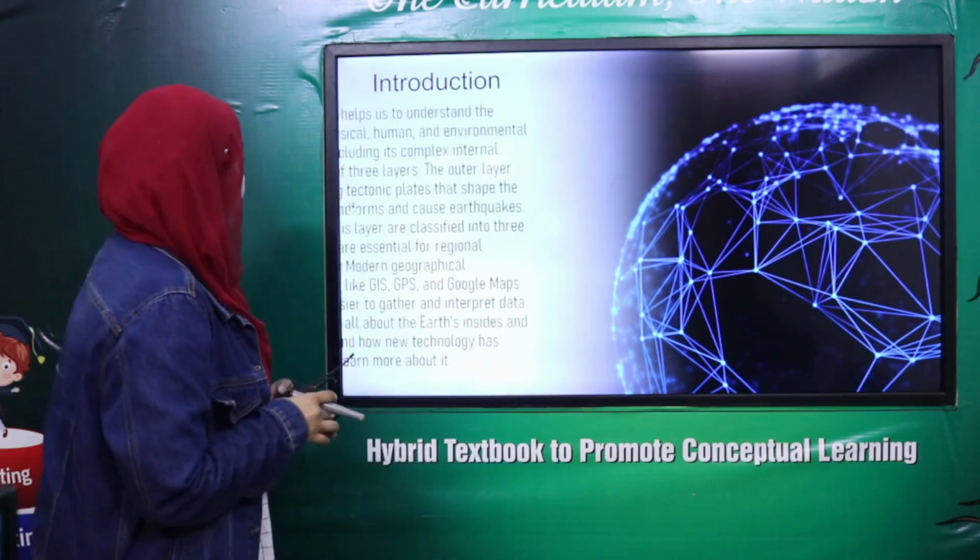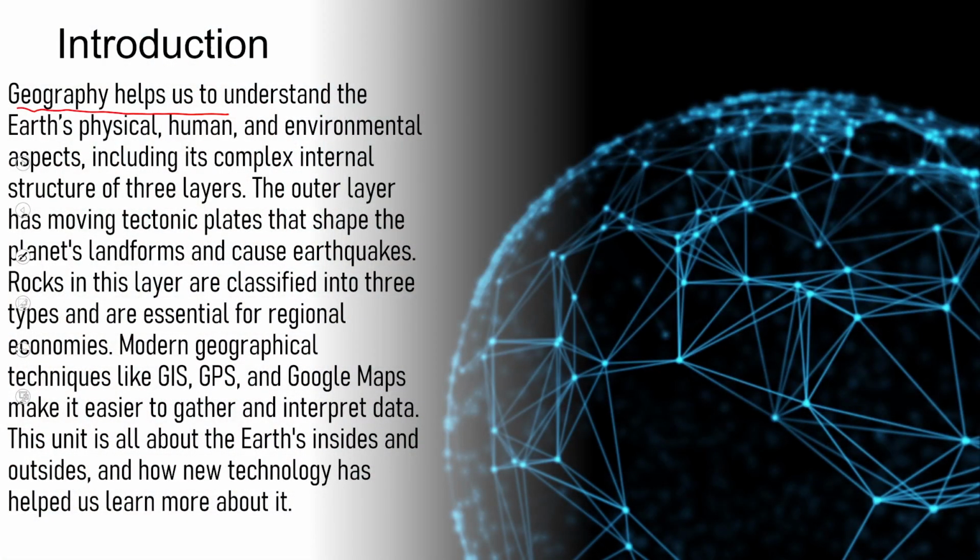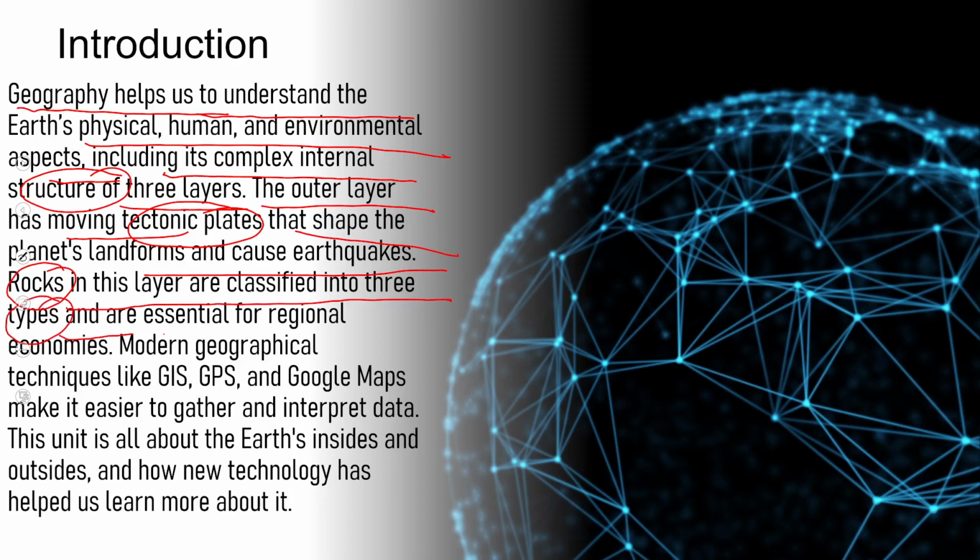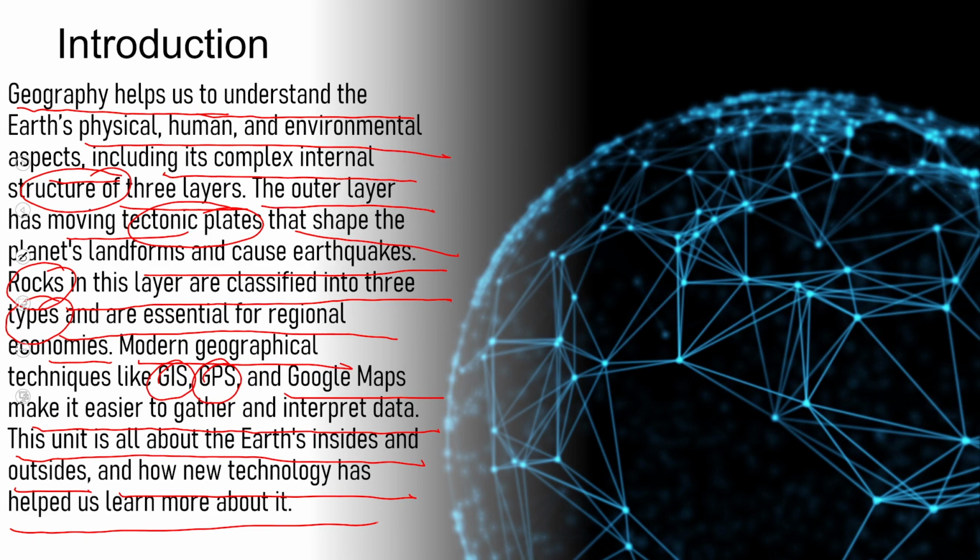So my dear students, we are going to discuss geography, which helps us to understand the Earth's physical, human and environmental aspects, including its complex internal structure of 3 layers. The outer layer has moving tectonic plates that shape the planet and landforms and cause earthquakes. Rocks in this layer are classified into 3 types and are essential for regional economics. Modern geographical techniques like GIS, GPS and Google Maps make it easier to gather and interpret data. This unit is all about the Earth's insides, outsides and how new technology has helped us learn more about it.